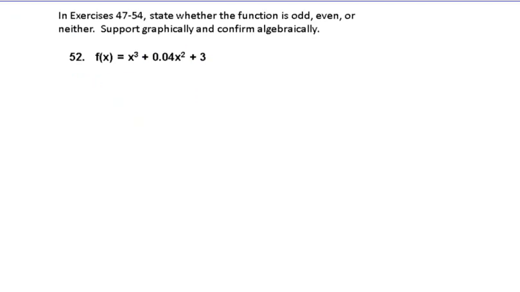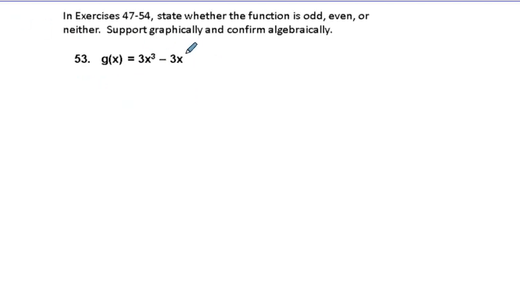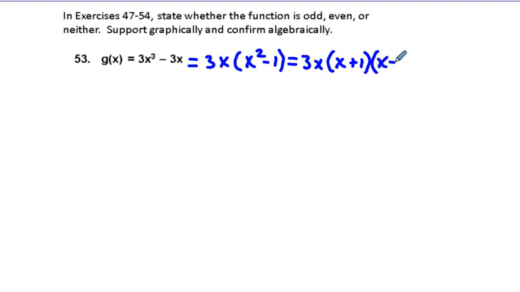Next, 53. We have g of x equals 3x cubed minus 3x. And just because I like to do such things, I like to find a common factor. So if we have 3x, a common factor to both of these terms, times quantity x squared minus 1. And we can further factor this quantity x squared minus 1 to be quantity x plus 1, x minus 1.